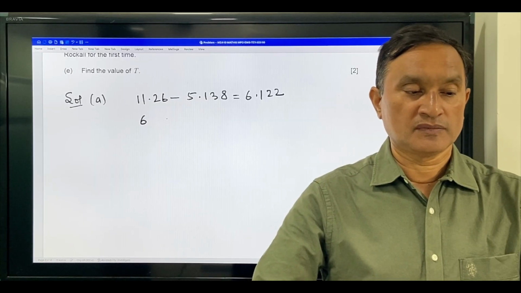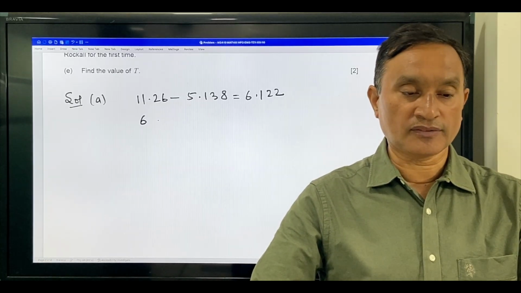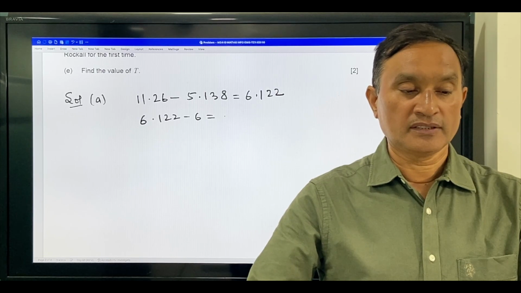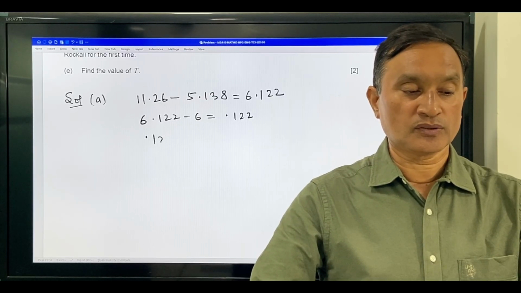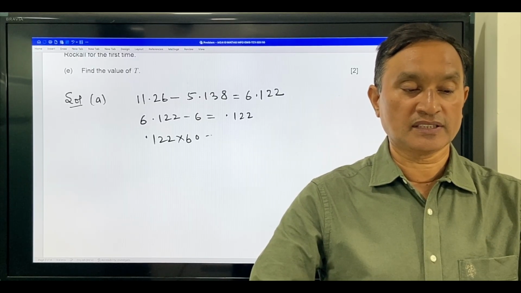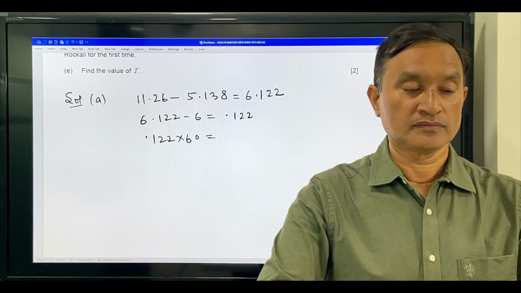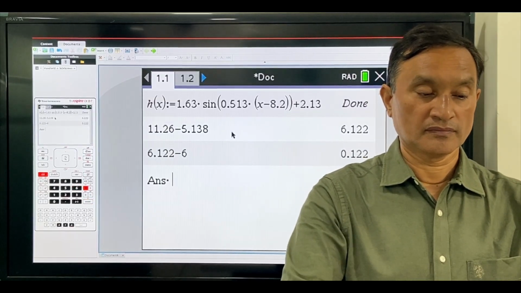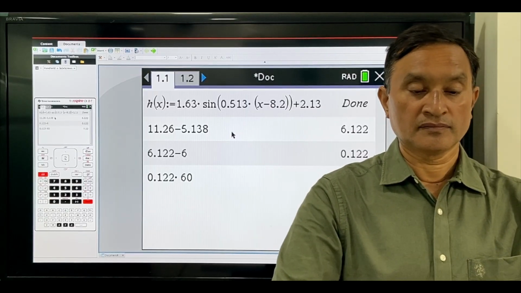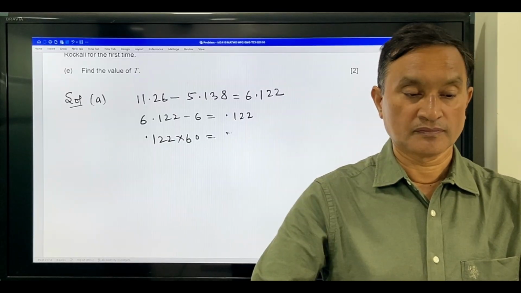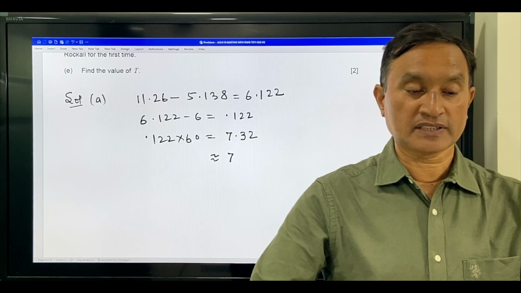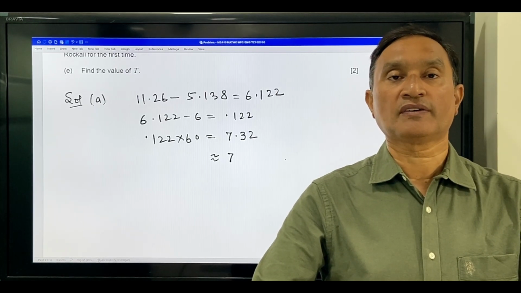We need the value in minutes in integer form. 6.122 minus 6 would be 0.122. 0.122 multiplied by 60 is equal to 7.32, and the integer value would be 7. So this is the answer to part A.